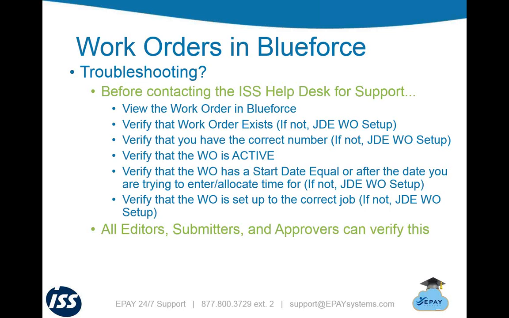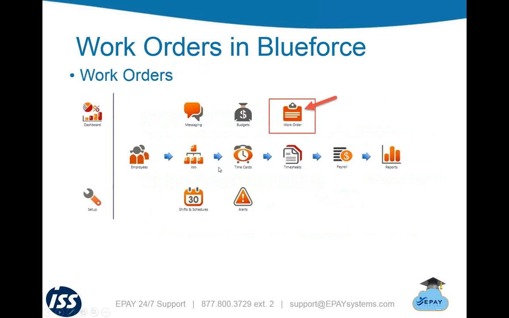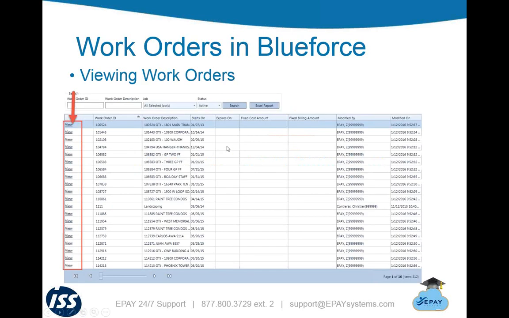And once again, as I mentioned a while ago, all editors, submitters, and approvers have the access to verify and run through all of this. This may be kind of a newsflash to everybody, but you can actually go in there as an editor, submitter, and/or approver to view and see all these items. One of the things I'll show you here in a moment is a work orders icon from the main Blueforce window. It's just a little clipboard top right-hand side of that opening screen. When you click on that work order icon, you'll be taken to a grid where you have the opportunity now to view any of the work orders.